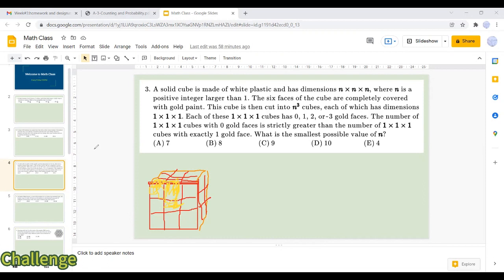So we already know that no matter how big the cube is, there are going to be 8 corner pieces. So there are always going to be 8 cubes that have 3 faces covered, no matter how big the cube is. So 3 gold is 8.